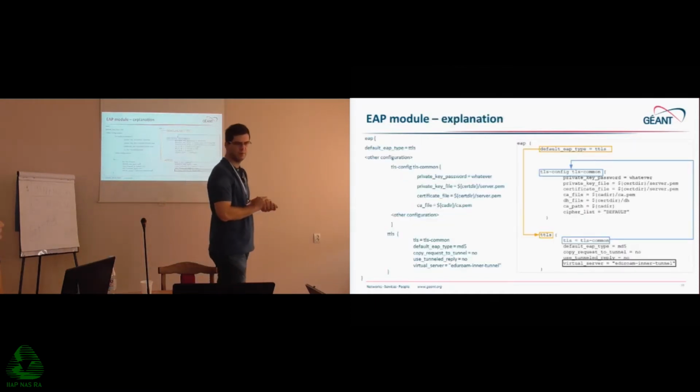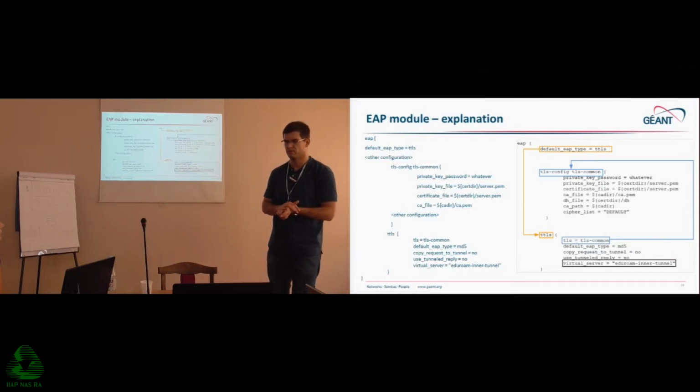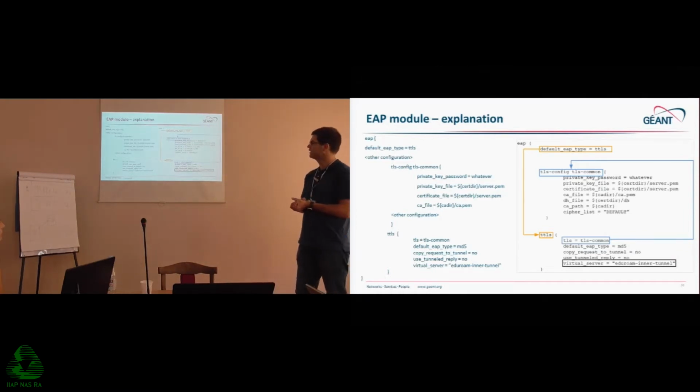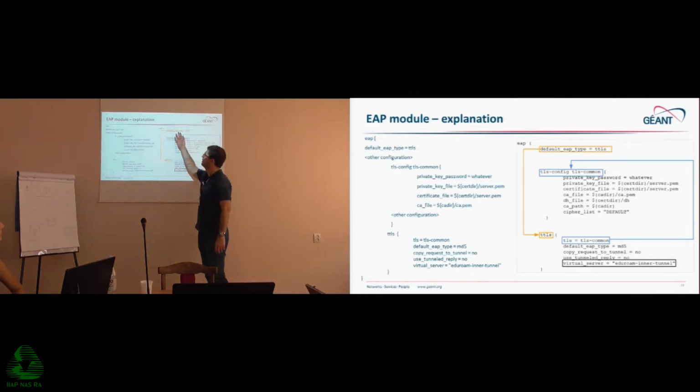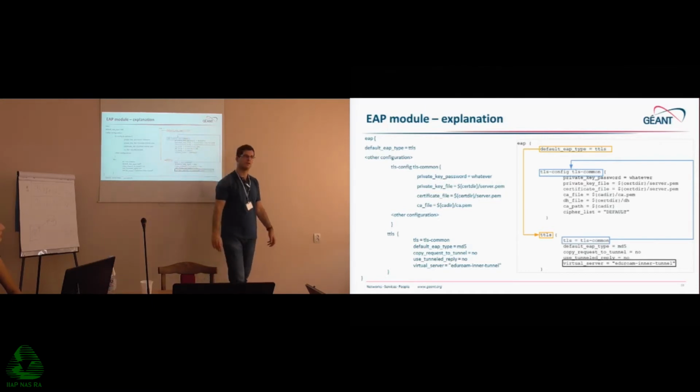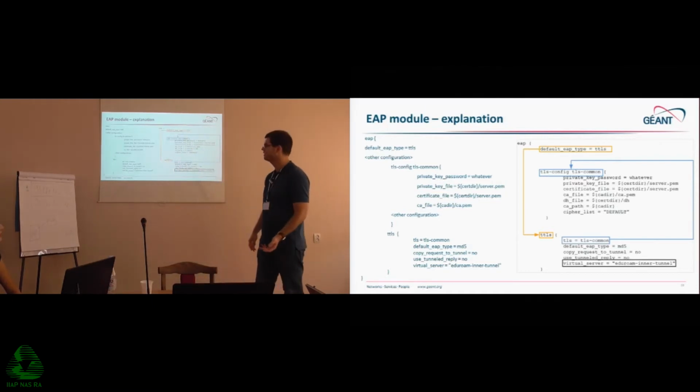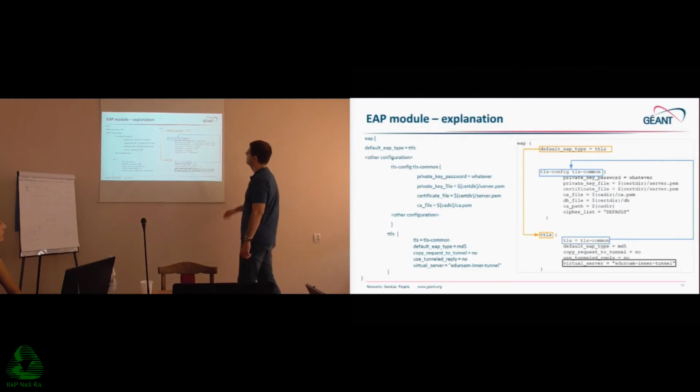So here's how the EAP module looks. I've tried to explain how it works. First of all, at the beginning of the EAP module file, there's a default EAP type defined. In the default configuration, it's MD5, so that should be changed to TTLS.